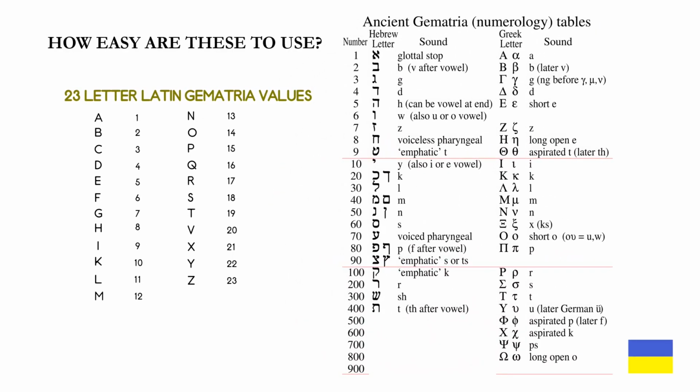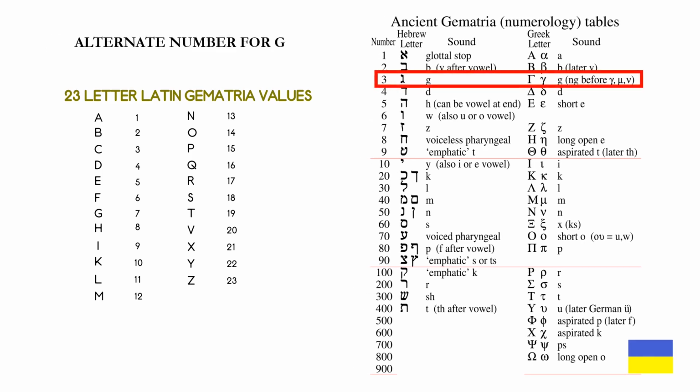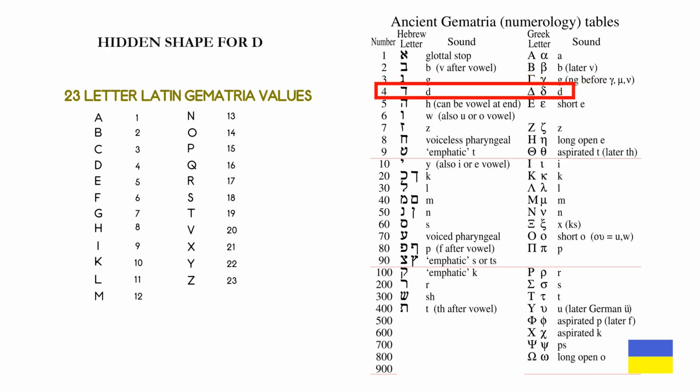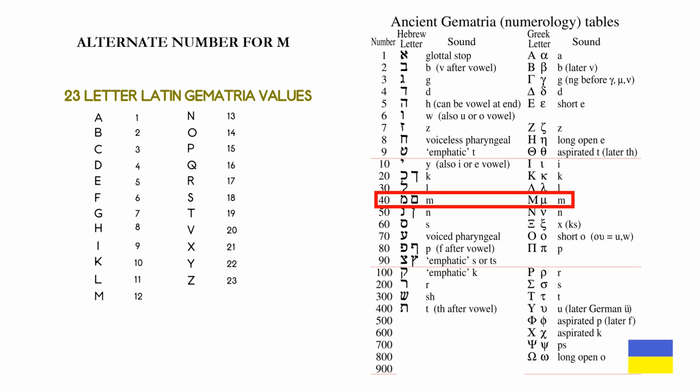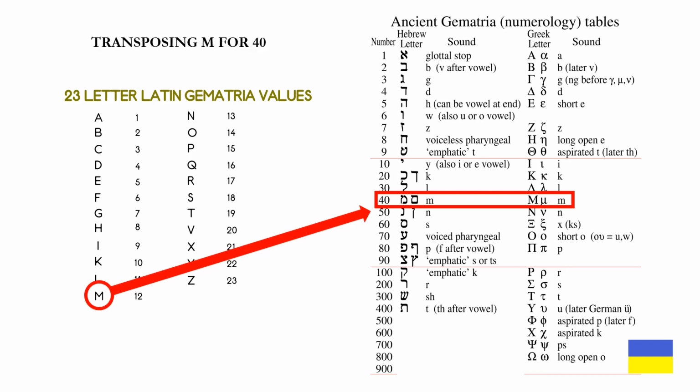So how easy are these to use? Well, I'll give you a few examples. First, we can get an alternate number value for the letter G, 3, since it was the 3rd letter in the Hebrew and Greek alphabets. We can get a hidden shape for the letter D, which is a triangle. We can get an alternate number for M, 40, because that was what the value of the letter was in Hebrew and Greek Gematria, which means you can transpose the letter M for 40.